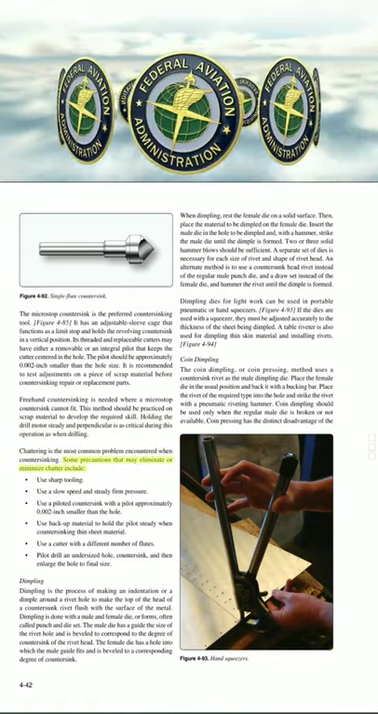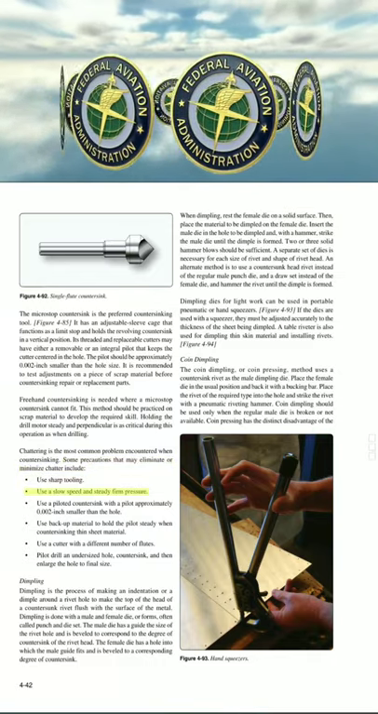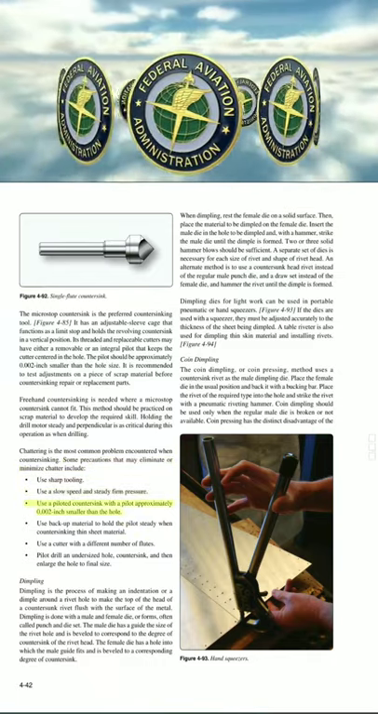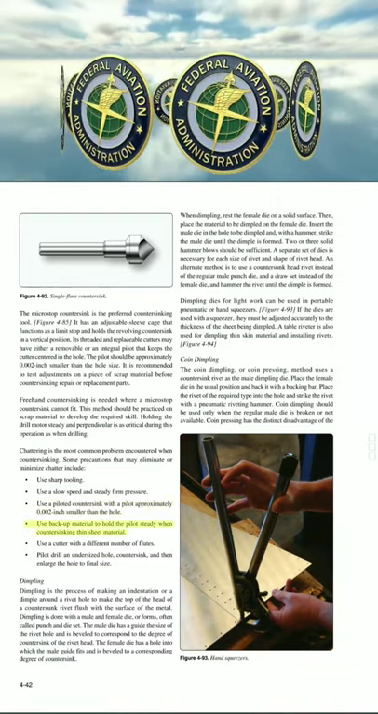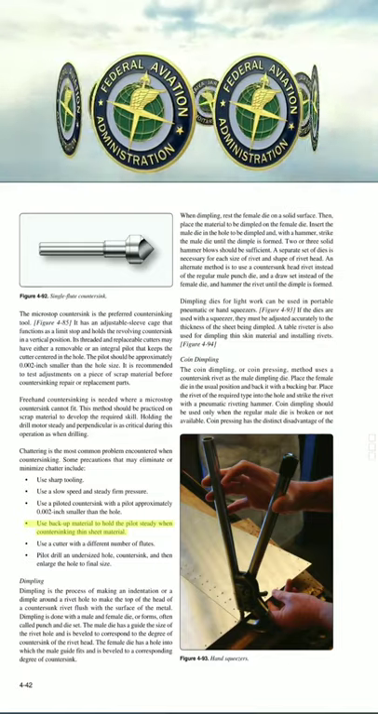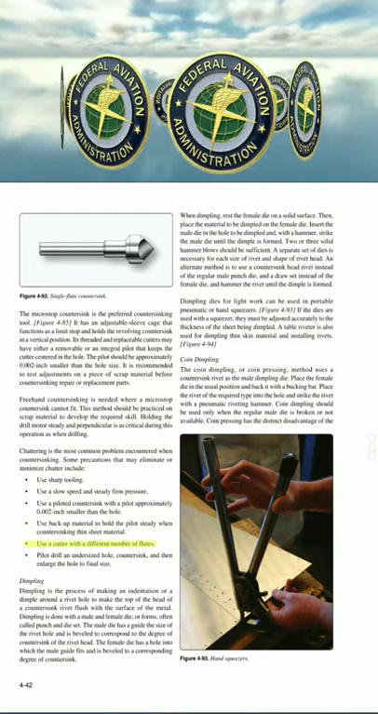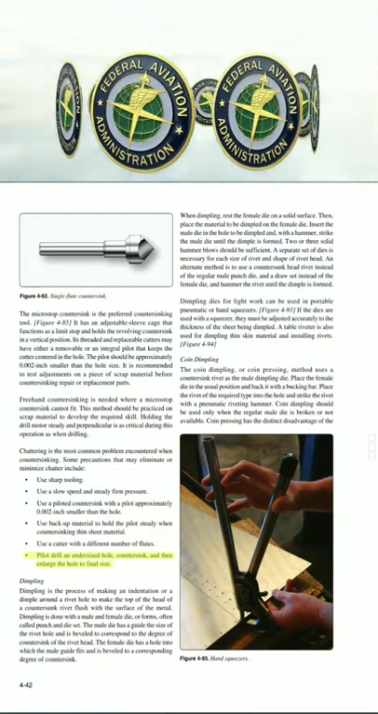Some precautions that may eliminate or minimize chatter include: use sharp tooling. Use a slow speed and steady firm pressure. Use a piloted countersink with a pilot approximately 0.002 inch smaller than the hole. Use backup material to hold the pilot steady when countersinking thin sheet material. Use a cutter with a different number of flutes. Pilot drill an undersized hole, countersink, and then enlarge the hole to final size.